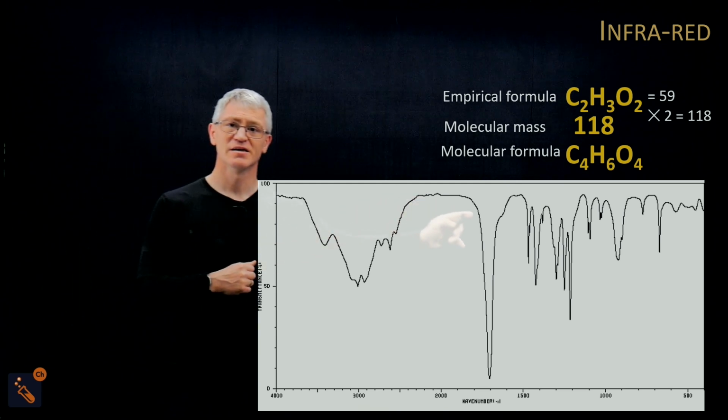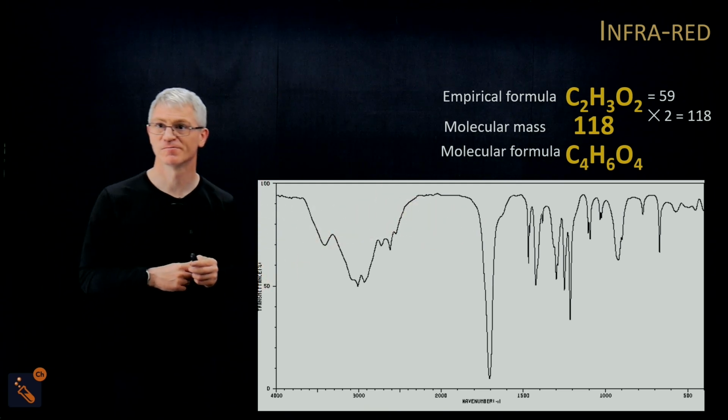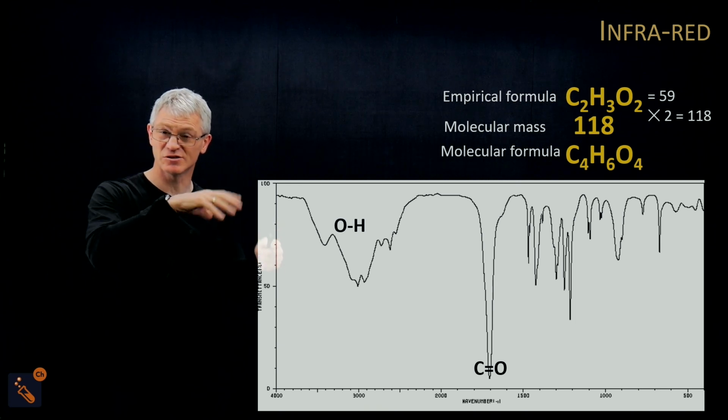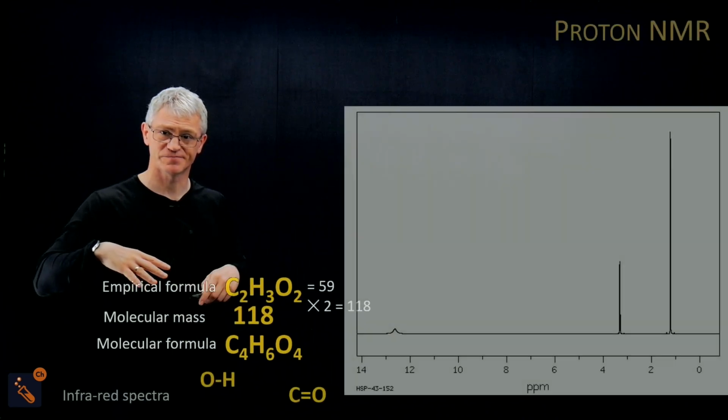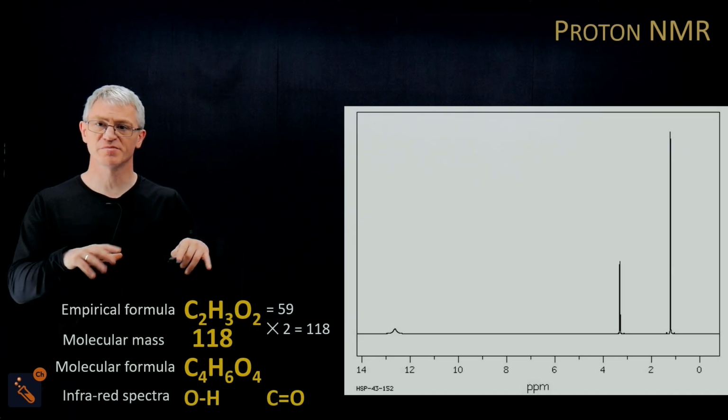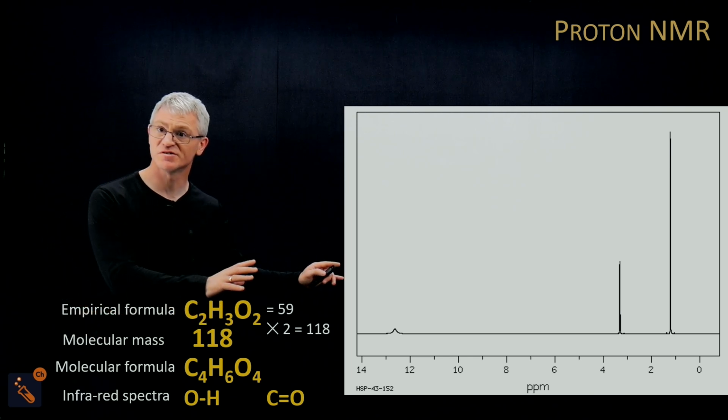And also, this bit here is C double bond O. Okay, again, look at your data sheet, and you've got those bits of information. So we'll take those bits of information and we'll park them down here. So we have all our information down here. Let's move on to this proton NMR.